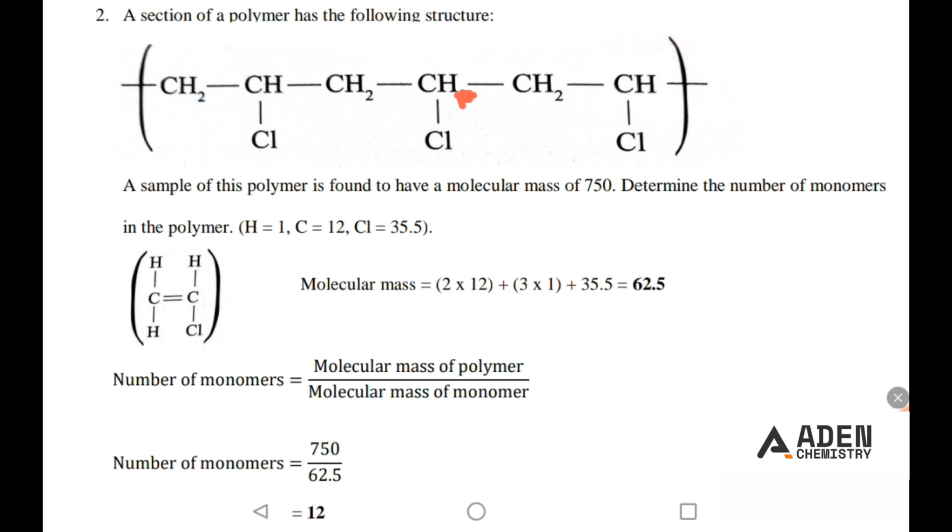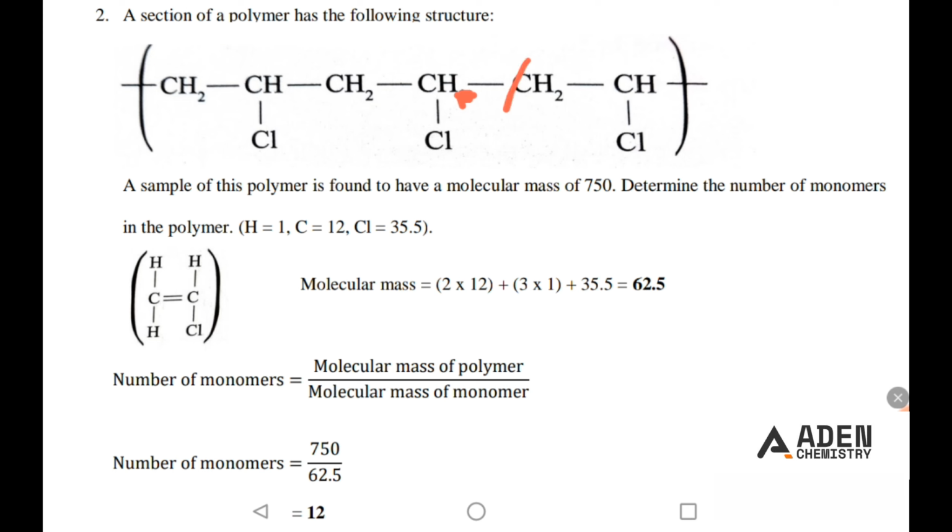Let's start. The first carbon has 2 hydrogens. The second carbon has 1 hydrogen with the chlorine attachment. The third carbon has two hydrogens like the first carbon. Let's proceed to the fourth carbon. It has one hydrogen like the second carbon, and then it has an attachment of chlorine. So that means the repeating unit is this one, the way you see it repeating itself.